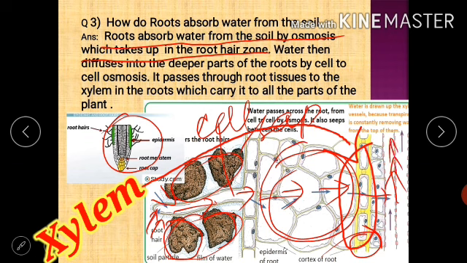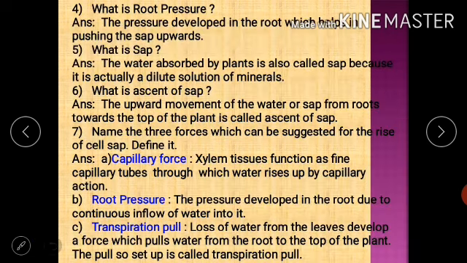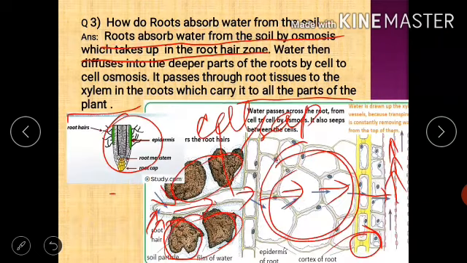The upward movement of the water or sap from the roots towards the top of the plant takes place, and then it is equally distributed to all parts of the plant. The next question is, what is root pressure? The pressure developed in the root which helps in pushing the sap upward is known as root pressure.